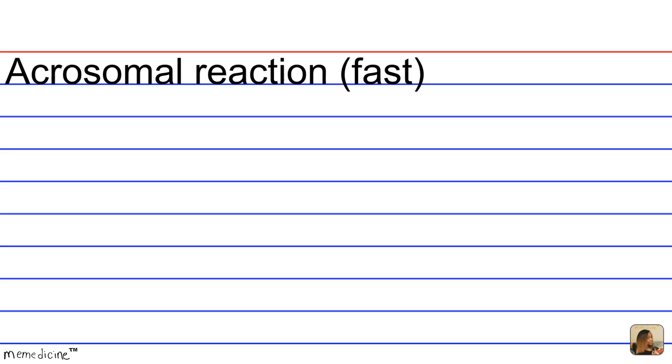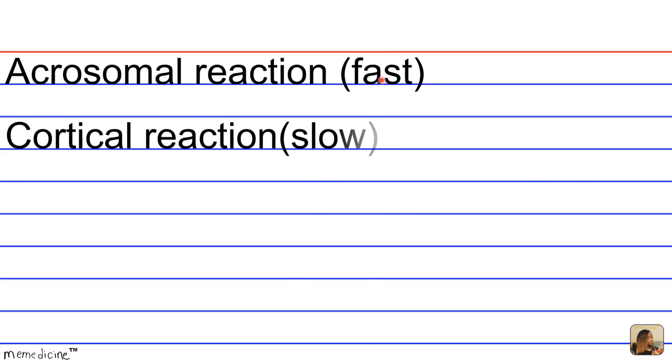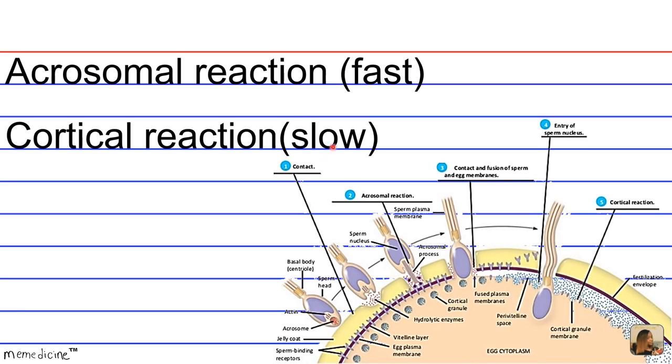Okay, so first you have the acrosomal reaction, and that's the fast process. And then next you have the slow cortical reaction. So let's just delineate these two processes step by step, okay? Here you can see sperm binding receptors embedded in the egg plasma membrane prior to fertilization.